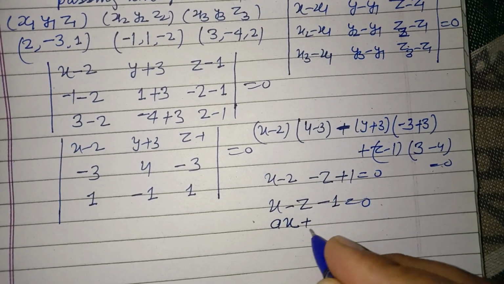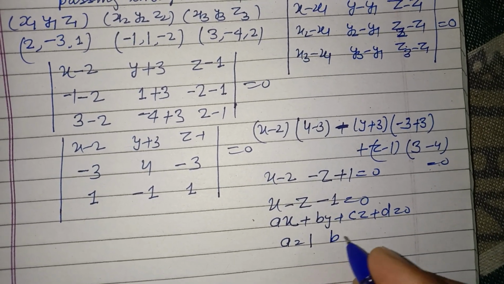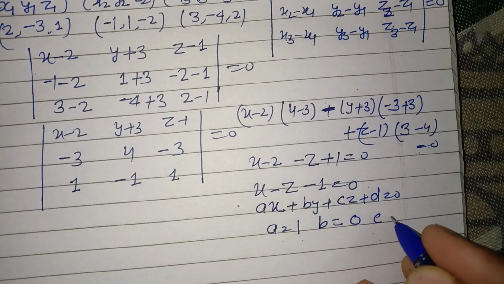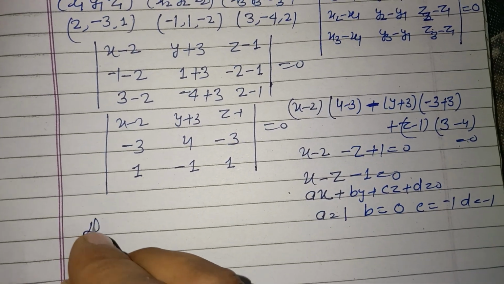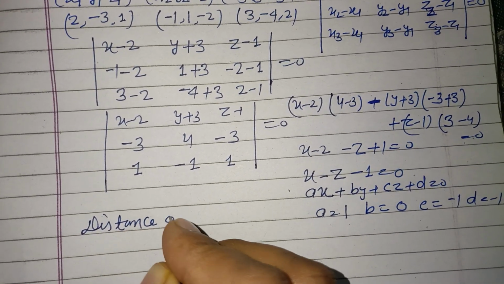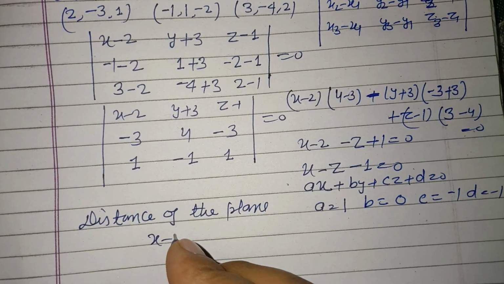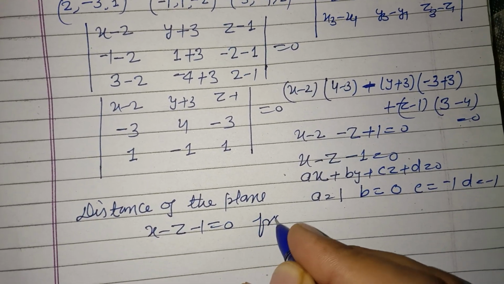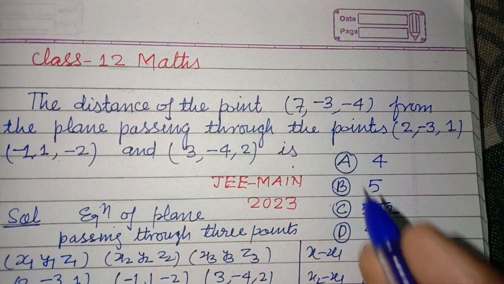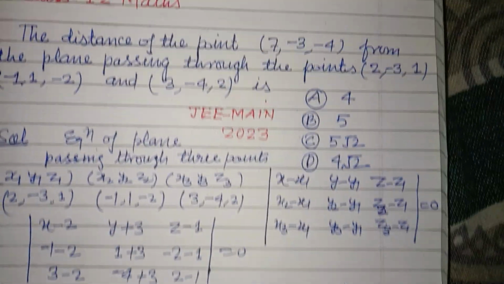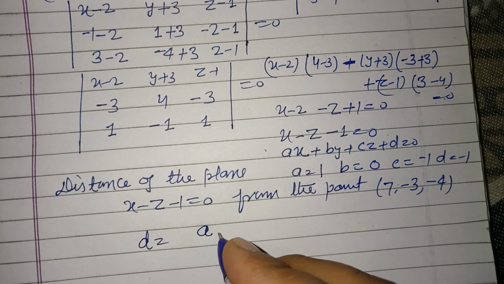And comparing with ax plus by plus cz plus d equal to 0, here a is 1, b is 0, c is minus 1, and d is minus 1 also. So the distance of the plane x minus z minus 1 equal to 0 from the point, here the point is given to us: (7, -3, -4).